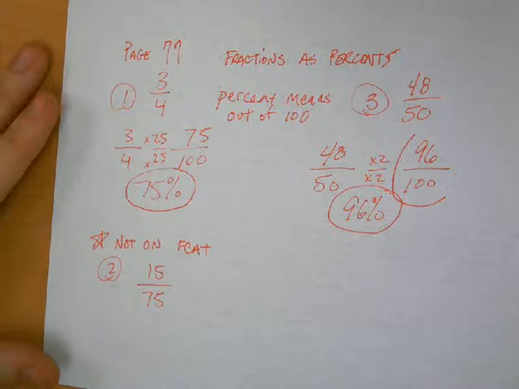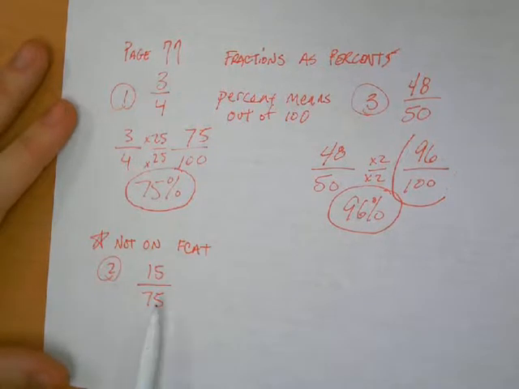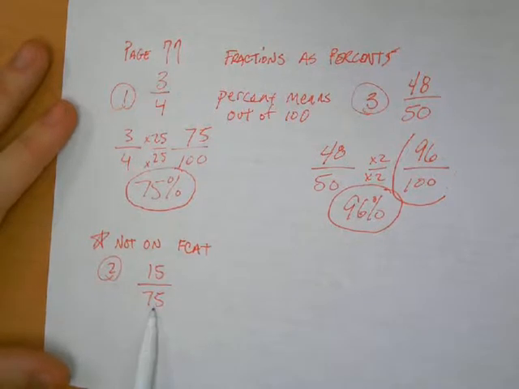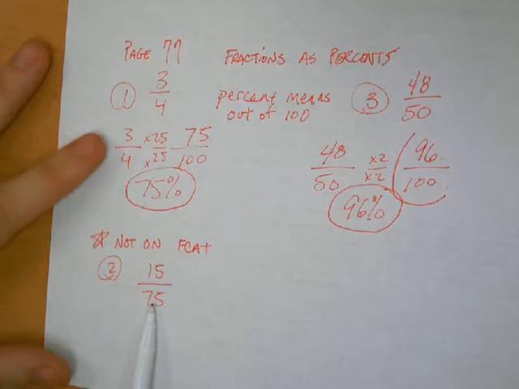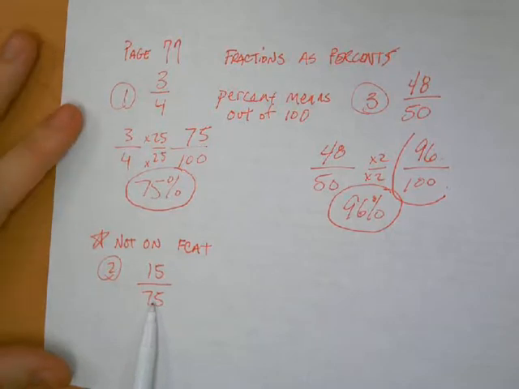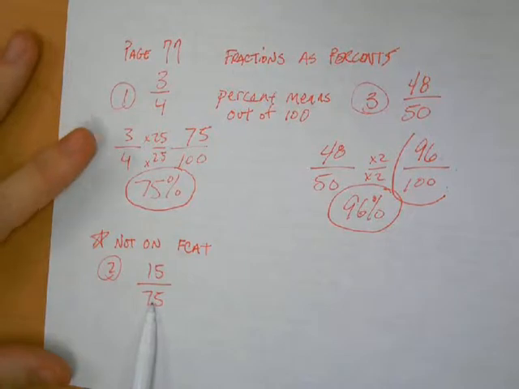Okay, sometimes on the accelerated math, you might see some fractions that are more difficult. For instance, this one here, 15 out of 75. I can't multiply 75 to get to 100. I can't do it. It's not possible. Not with a whole number, at least. So I need another strategy to get this to a percent. Well, what can we do?